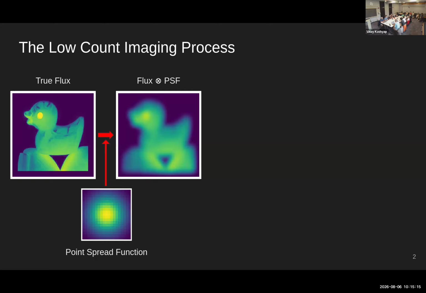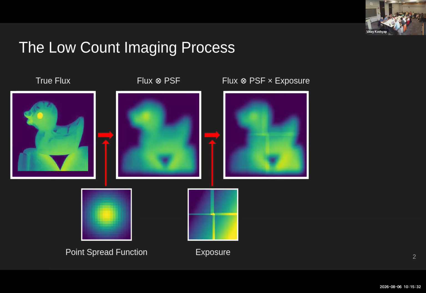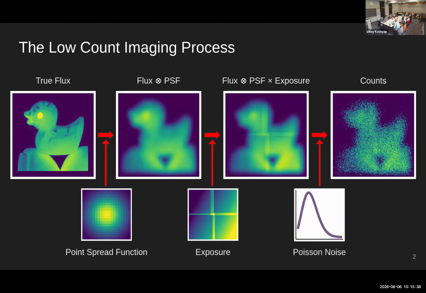This point spread function has information about the misalignment of the mirrors or diffraction from light. You also have to account for the exposure of the instrument you're working with, and also the fact that we are working with so few counts, you end up with a significant amount of Poisson noise. And so your final image might look like the right, which is significantly less useful than the left. The objective would be to completely undo this process and recover the true flux from your counts image.